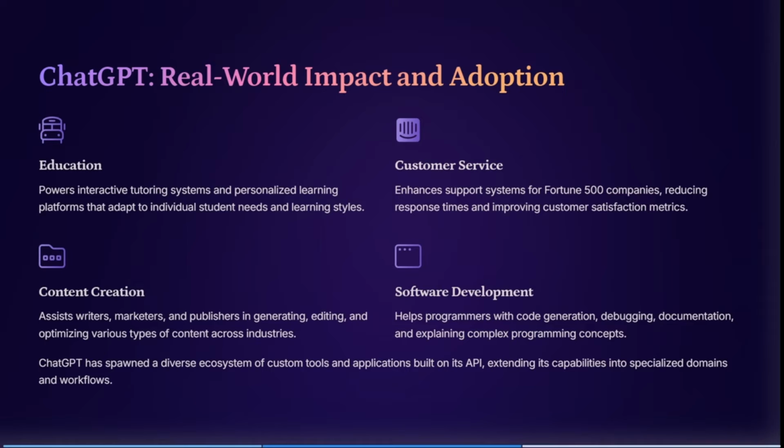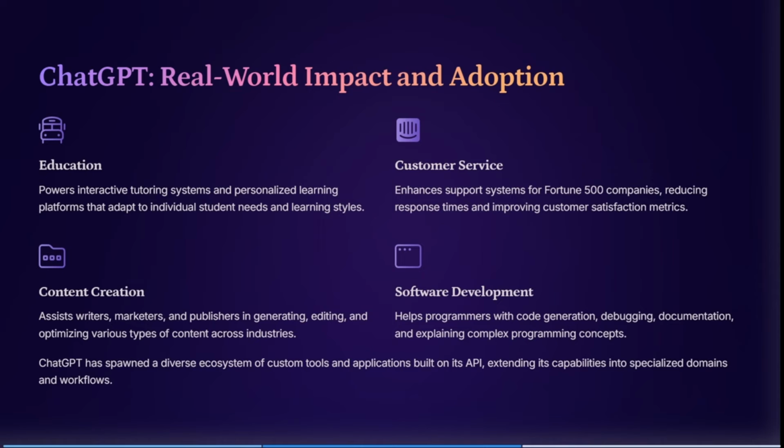And you can see over here that it has enhanced support systems for Fortune 500 companies, reducing response times and improving customer satisfaction metrics. It also helps programmers with code generation, debugging, documentation, and explaining complex programming concepts. ChatGPT has actually spawned a diverse ecosystem of custom tools and applications built on its API, extending its capabilities into specialized domains and workflows.